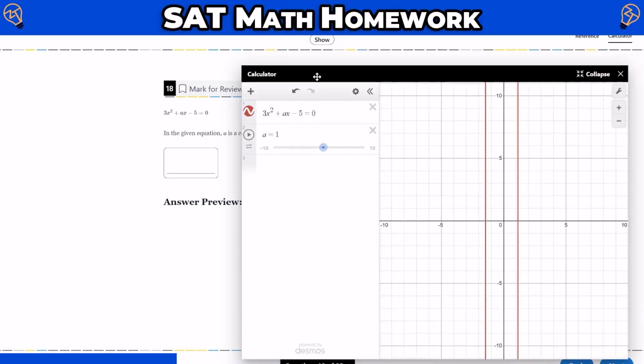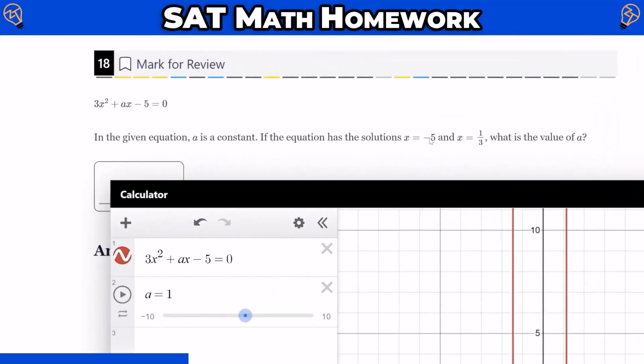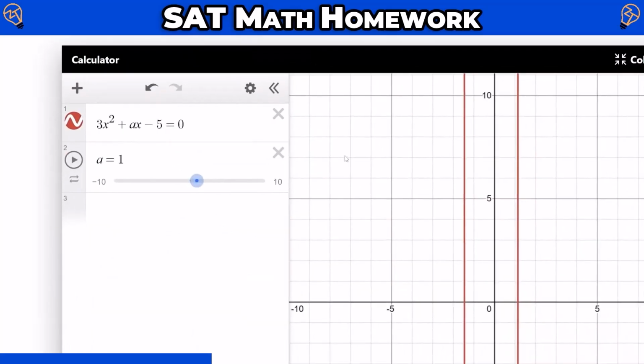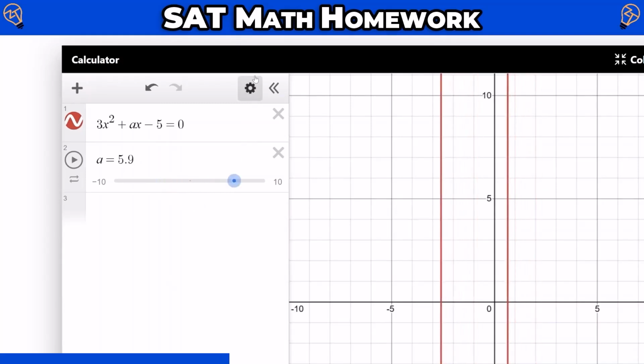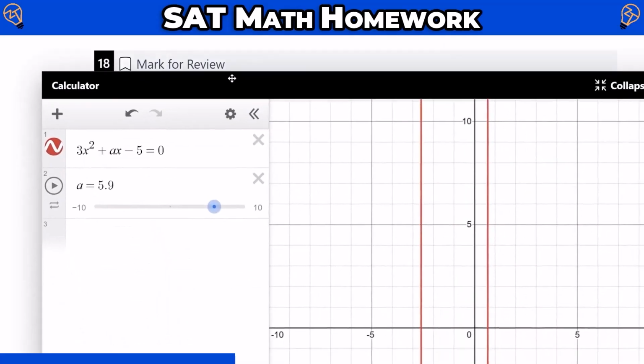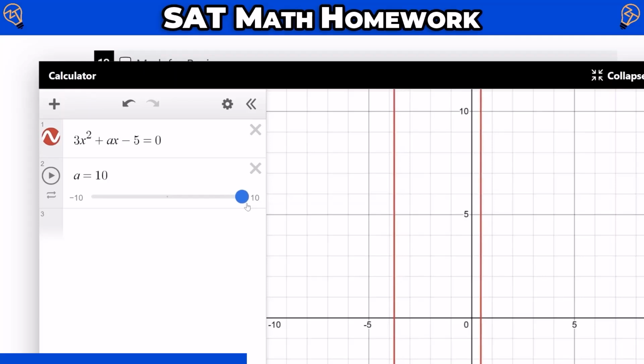So keep in mind, the goal is to figure out what a would have to be so that the solutions are -5 and 1/3. Now solutions is a synonym for x-intercepts. So when you understand that, you're looking here and you want to see what I would have to move a to so that I get the x-intercepts of -5 and 1/3. So I'm going to play around here, and I can see, okay, when I go this way, I'm getting closer to -5. I'm going to focus on -5. That seems like an easier one to identify.